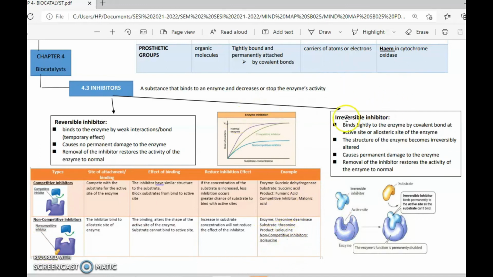Okay, here is the irreversible inhibitor. The mechanism is that the irreversible inhibitor binds tightly and permanently to the enzyme by forming covalent bond. So it will cause permanent damage to the enzyme. Removal of inhibitor restores the activity of the enzyme to normal.